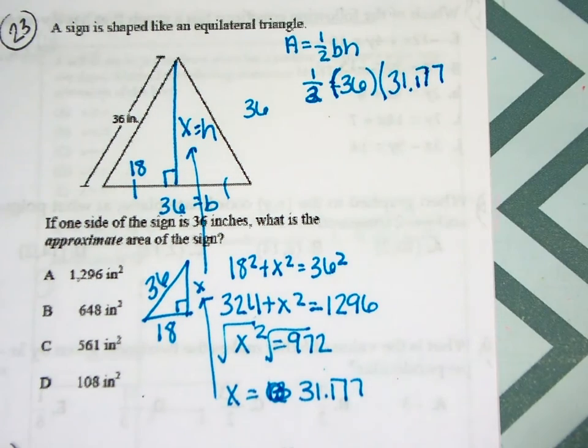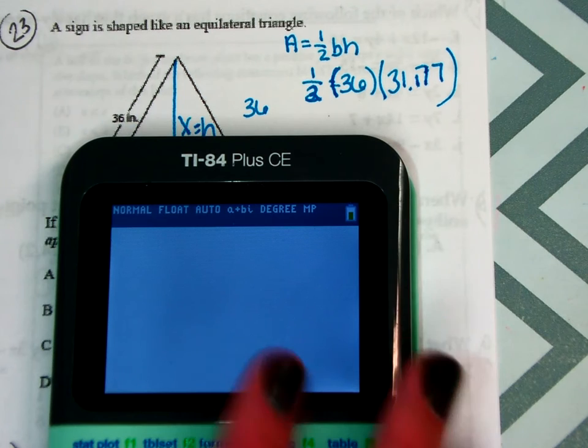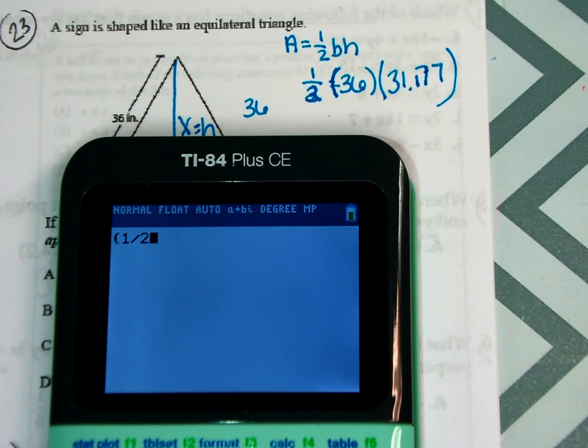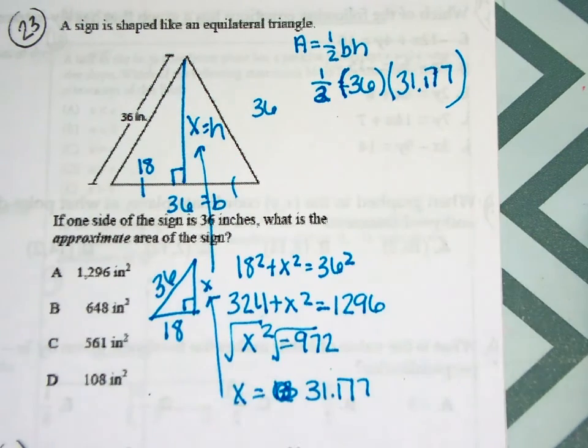I don't know why I keep forgetting that one. It just blends in. So in my calculator, okay, I've got 1/2 times 36 times 31.177 gives me about 561.186, which approximates to roughly C.